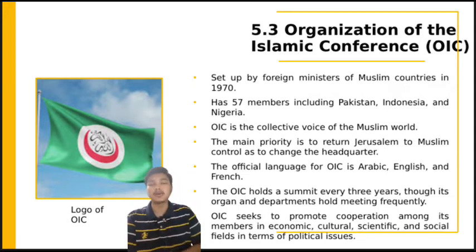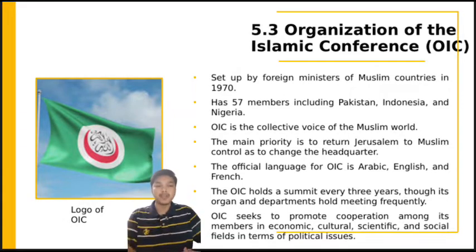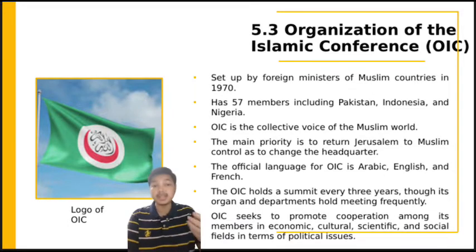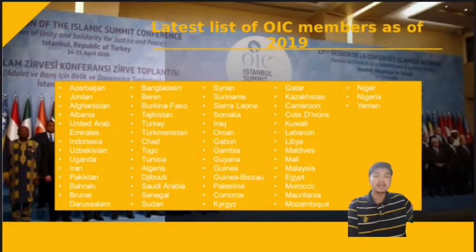The conference is held every 3 years, and the organs and departments of the organization meet frequently. The conference seeks to promote cooperation amongst members in economic, scientific, cultural, and even political issues. This is the 2019 list of members of the OIC, and we see that Malaysia is also part of this conference.